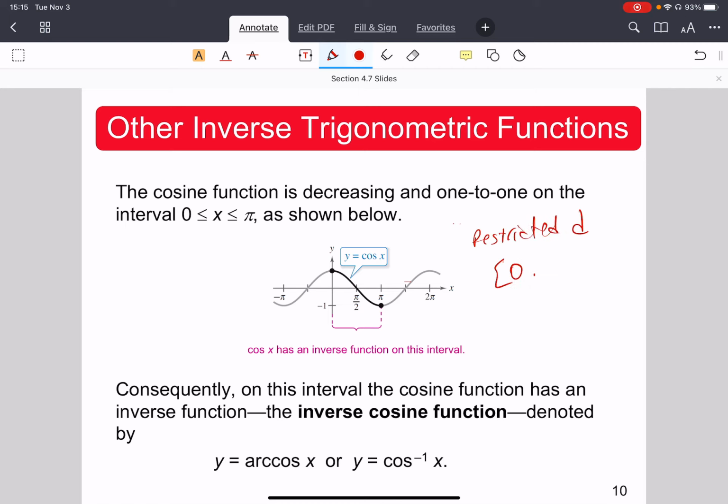0 to pi. And when we do that, we're going to realize that the curve that we get is only going to be this purple area. So this purple curve is what we call the inverse cosine function. The way we denote that is similar to arcsine. So now we use arccosine, or we can use this notation with the -1 exponent.